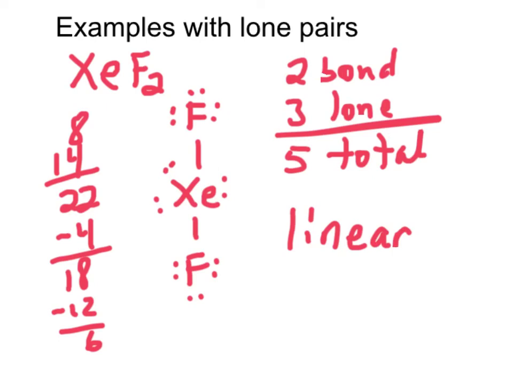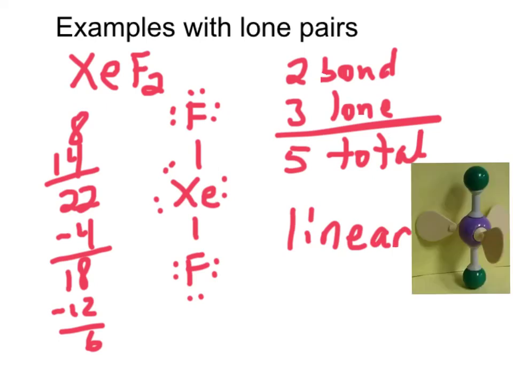And let me show you a model of what that would look like if we use the model kit. And there it is. Alright, now we're going to move on to examples that have 6 total electron areas, and we also have lone pairs involved. Our next example is iodine pentafluoride. That has the formula of IF5.